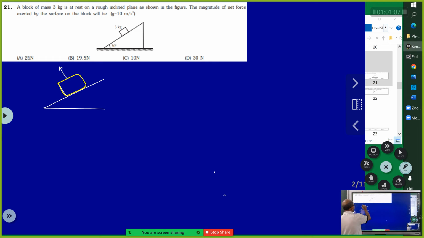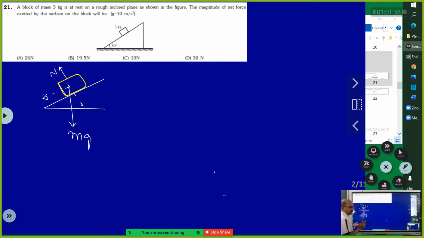So the surface is going to give you normal, and the surface is going to exert frictional force. So these are the two forces. And obviously, the force by gravity on this is mg. This mg you will split into two components, needless to say. So that's not important for us. What is important is that there are two forces.